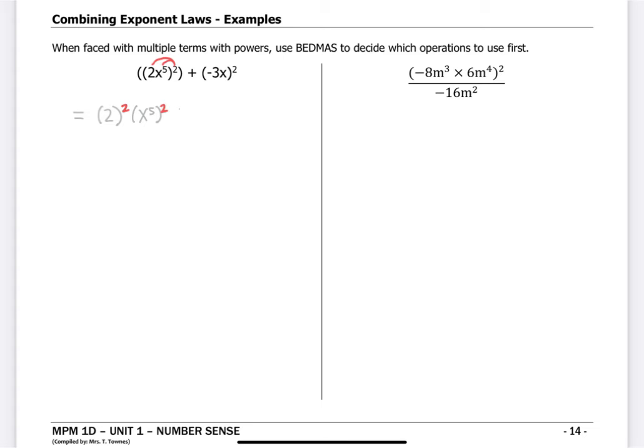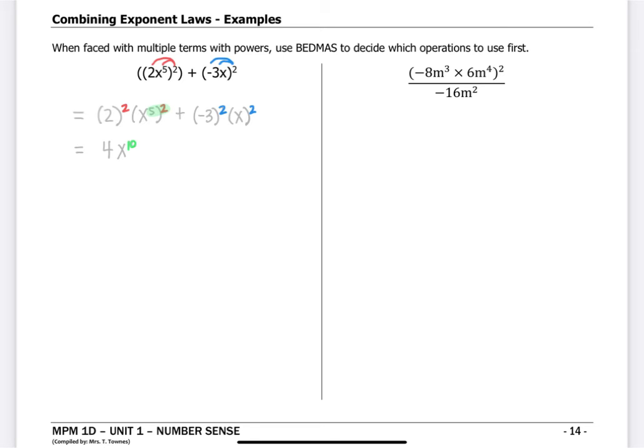We can continue, and we'll need to do the same thing with the second term as well. We'll need to raise that negative 3 to the power of 2 and that x within the base to the power of 2 as well. This will allow us to expand where possible or evaluate where possible. So 2 to the power of 2 will be 4, and we can multiply the exponents to get x to the power of 10 here.